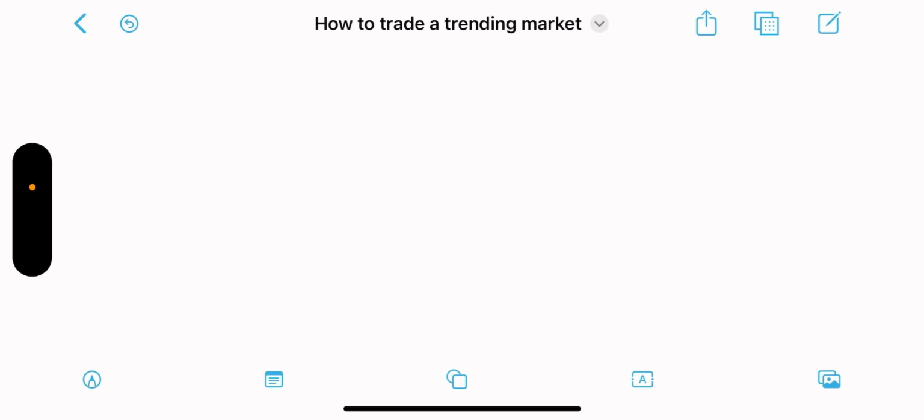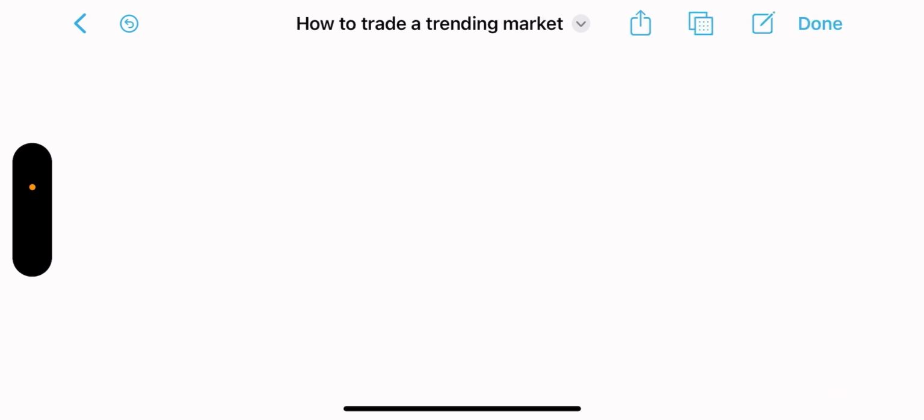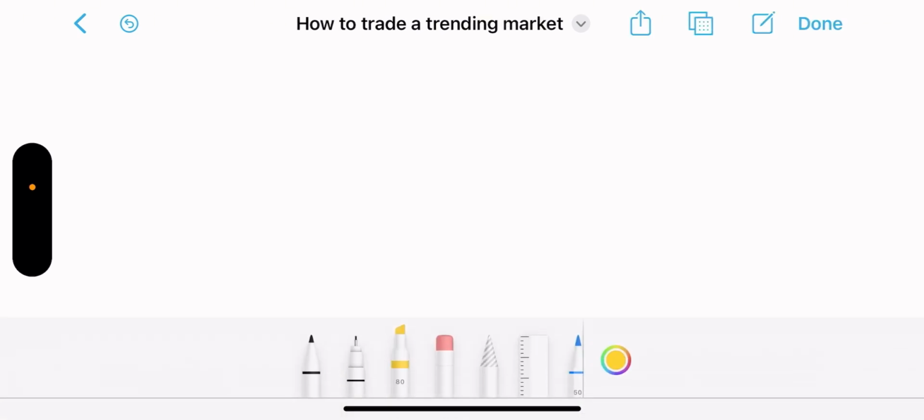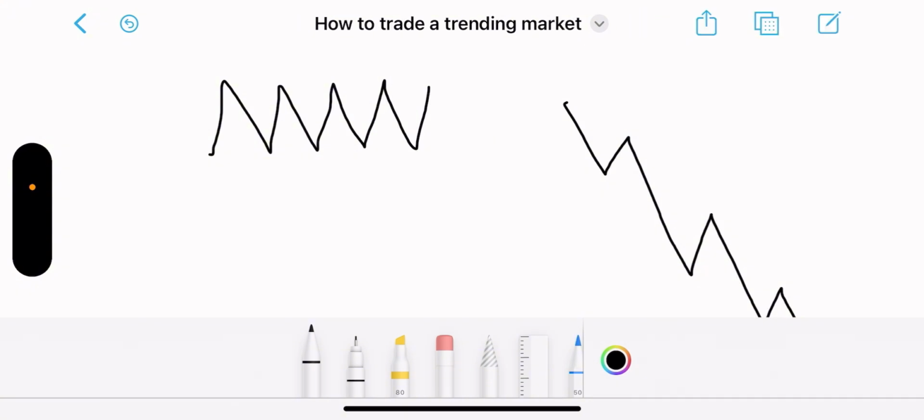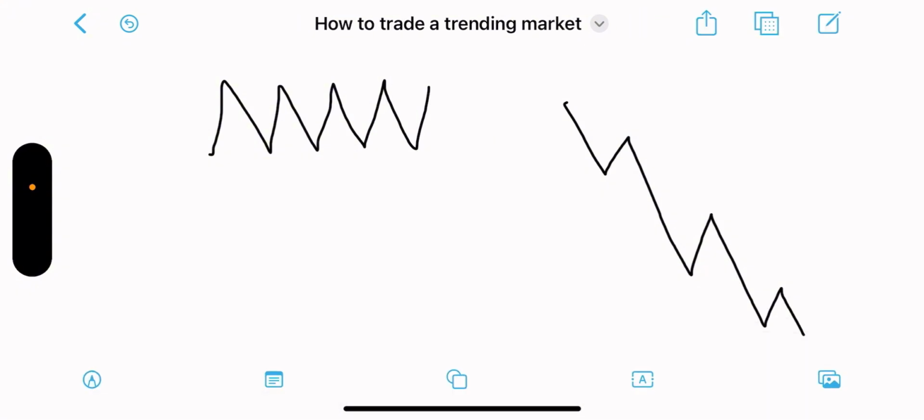Okay, so I'm not going to waste any time. Now, there are two ways in which the market moves, right? The market moves in a consolidation form, or the market is trending. So first of all, it's either the market is moving in this form, which is consolidating, which means the market is not going anywhere, or the market is trending, right? These are the only two ways in which the market moves.